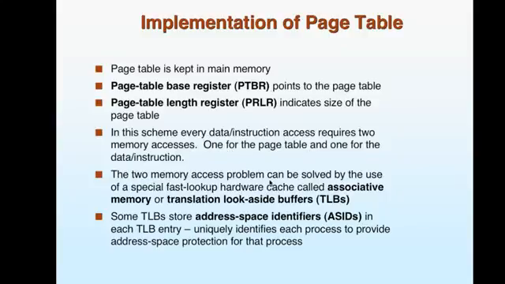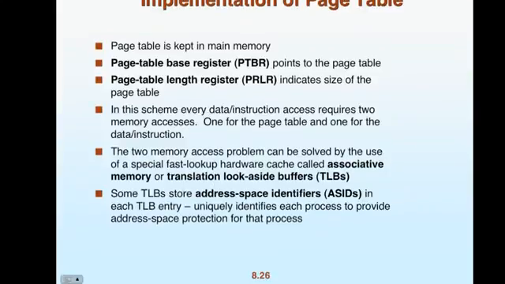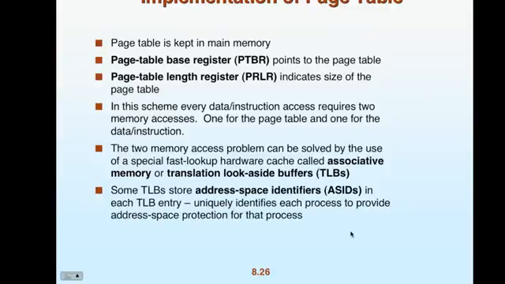The two memory access problem can be solved by using a special fast lookup hardware called an associative memory or translation look-aside buffer. Remember before, I kept calling it kind of a lookup scheme where we're looking up page table entries, and in the entries we've got a translation between the logical and the physical. Well, we can actually create a look-aside buffer for this, and the buffer is nothing more than a way of keeping track of the memory locations and using it as a fast index approach.